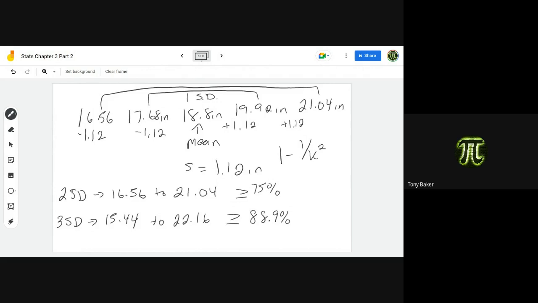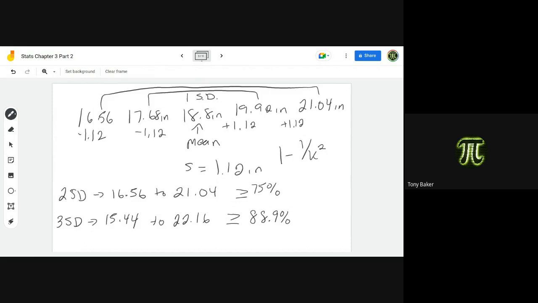How did you get the two standard deviations to be greater than or equal to 75%? That's Chebyshev's rule. Chebyshev's rule says it's 1 minus 1 over however many standard deviations I have, squared. So if it's 2, k is 2. And that's k squared, 2 squared, which is 4.